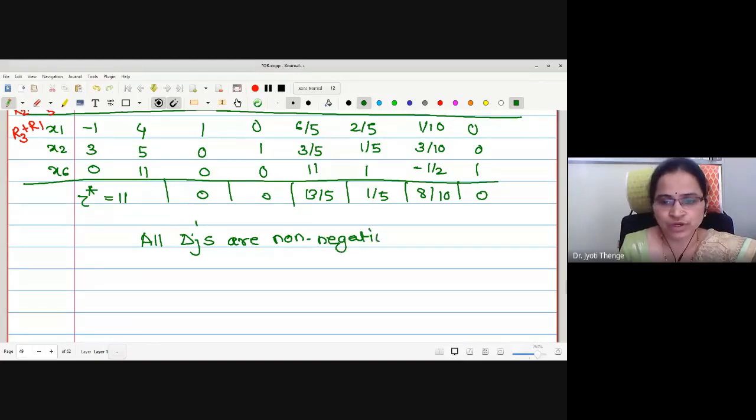Now what we have to do? We have to write the optimal solution. Z star is minus Z. Now, therefore, if Z star is 11, what about minus Z? It is 11. But what about Z? Minus 11?